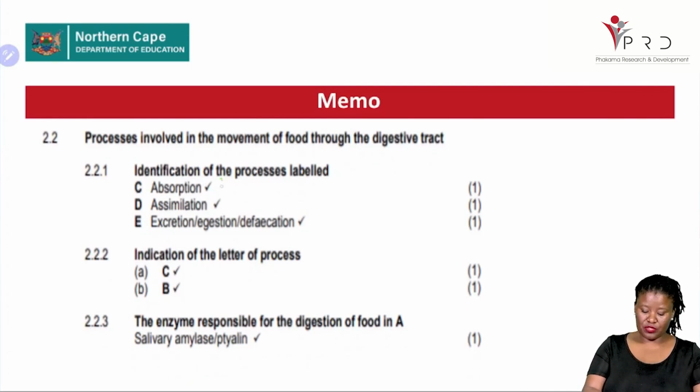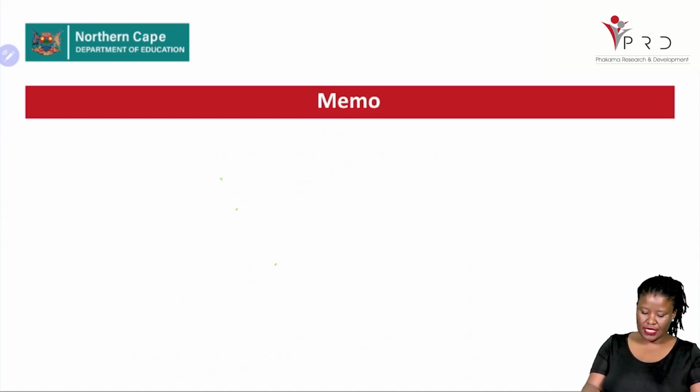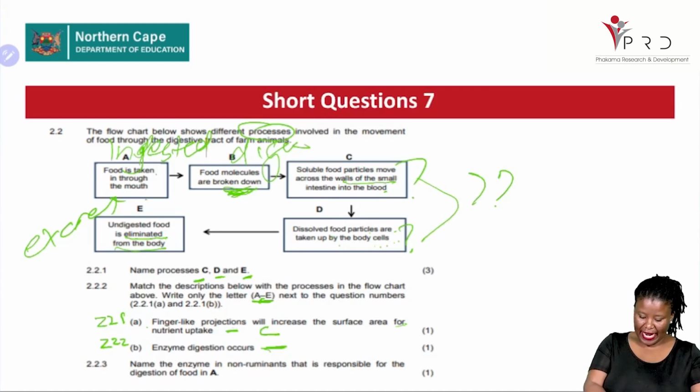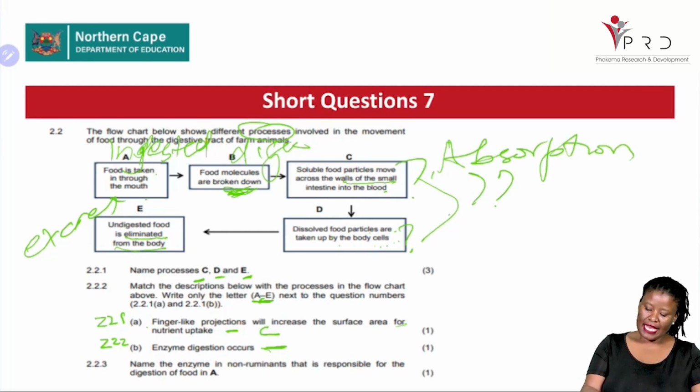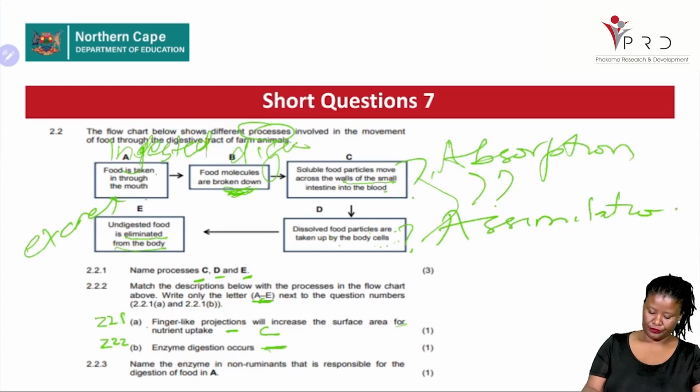C is absorption, and D is assimilation. Excretion is E. Indication of the letter of the process, which is C: finger-like projections, which means absorption. And D is assimilation. Enzyme digestion occurs. Where is it taking place? At letter B.